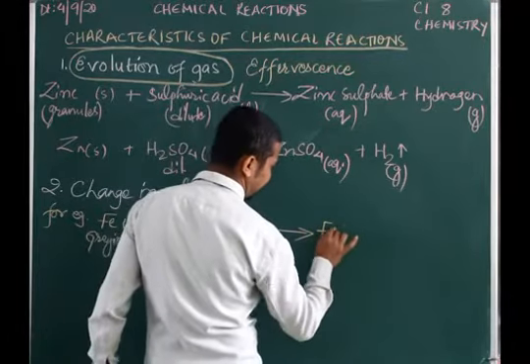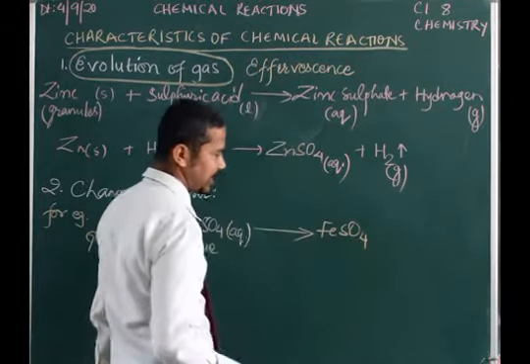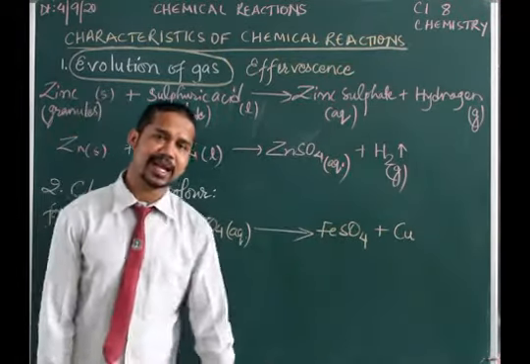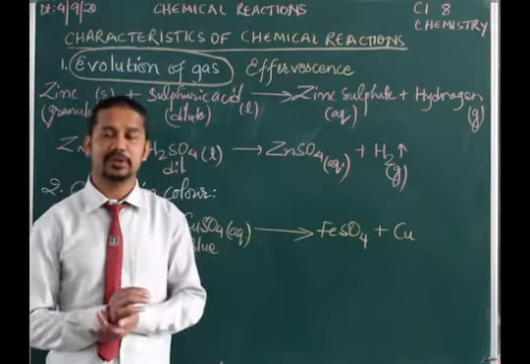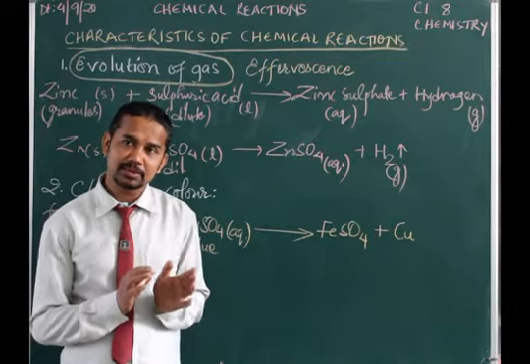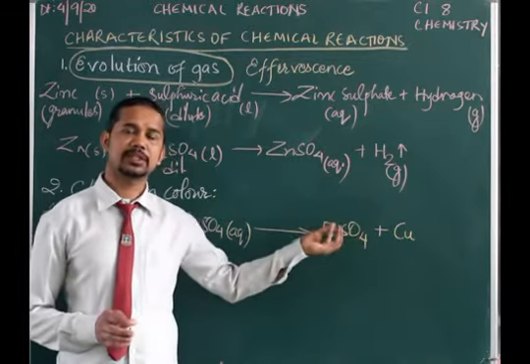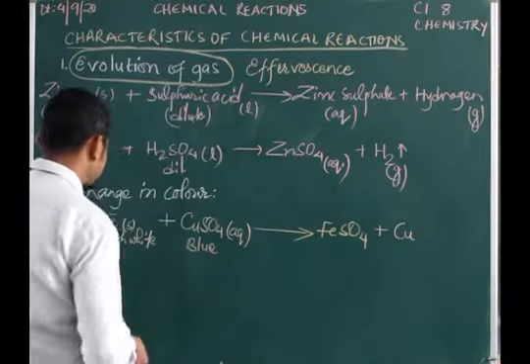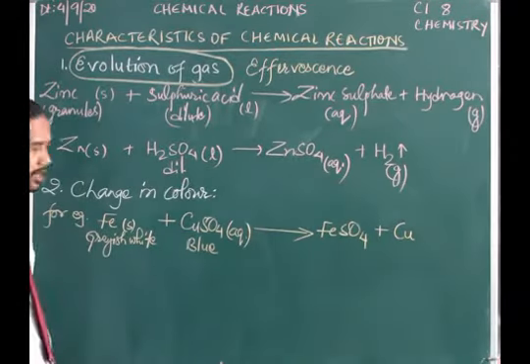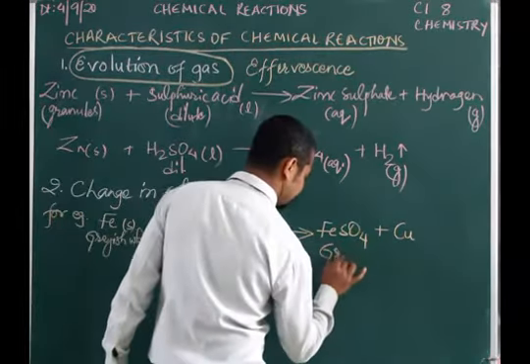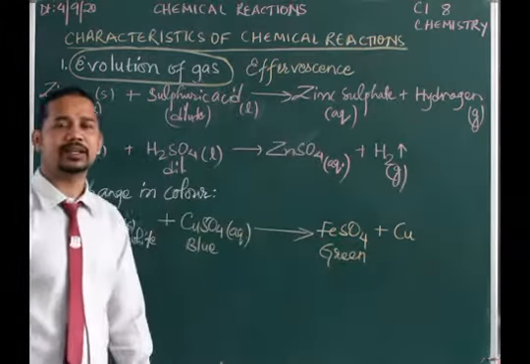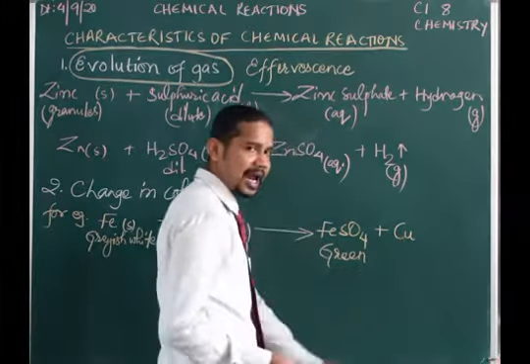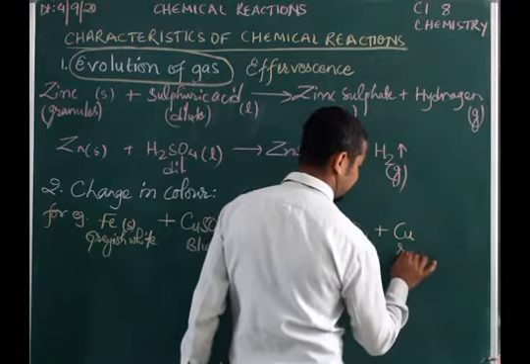Then this will change to FeSO4. The reaction is like this. But you cannot see the reaction taking place. Then how to know a chemical reaction has taken place? These are symbols only. What you really can observe is that first the solution was blue in color, but now the solution has changed to green in color, and you will see at the bottom reddish brown copper.